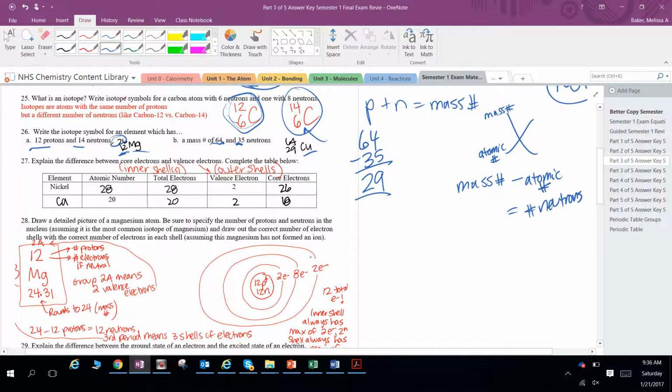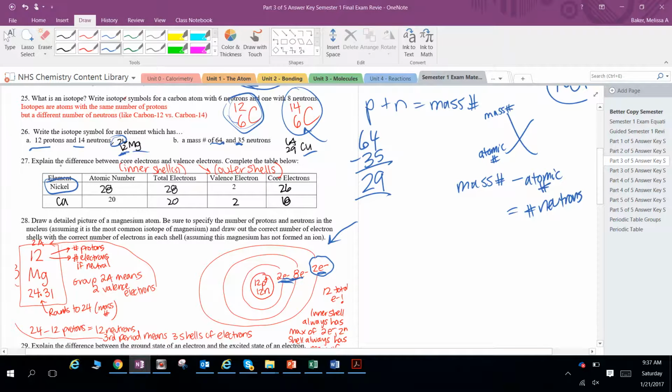Number 27, explain the difference between core electrons and valence electrons. So let's look down to number 28 because I already have a picture drawn here. The valence electrons are just the electrons in the outermost shell. And we've been talking a lot about those lately because those are the ones that are available in that outer shell for bonding. And then the core electrons are everything else inside. So sometimes you have to add them together. So for this particular atom, there are 10 core electrons and 2 valence electrons.